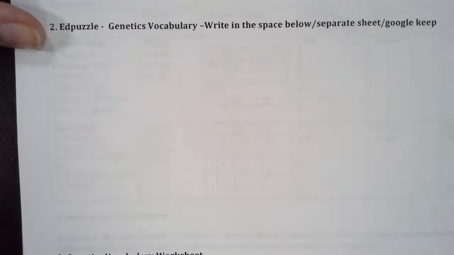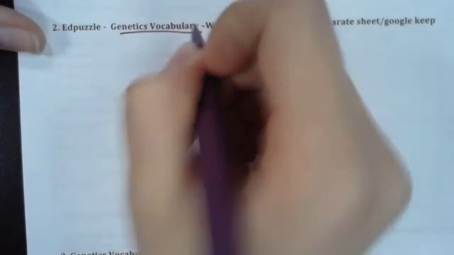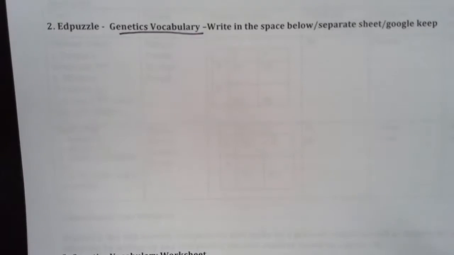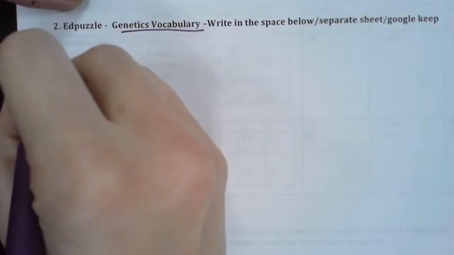Hey guys, so we are going to be going over some basic genetic vocabulary. This is going to help you understand, or just give you an overview of the vocabulary you need to know for the rest of the unit. Okay, so the first thing I want to start with is to connect it back to some other units.